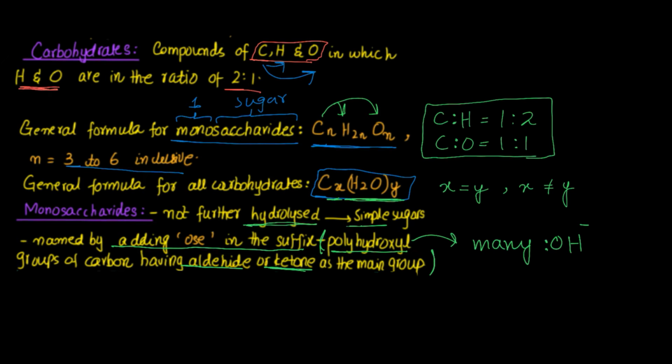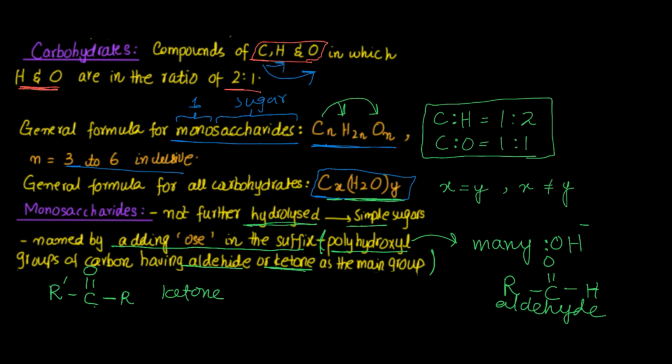The general formula for aldehyde is this. We have a carbon double bonded to an oxygen, we have a terminal hydrogen, and we have an R group. This is the formula for an aldehyde, and the formula for a ketone is, so we have a carbon oxygen double bond, and on both sides we have R groups. This is for ketone and this is for an aldehyde.